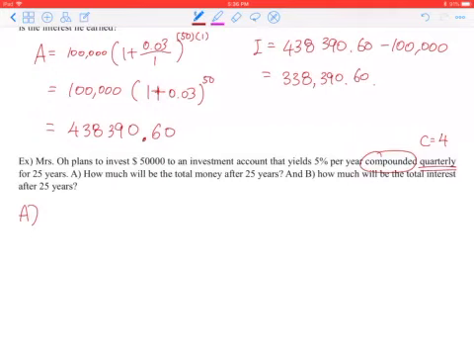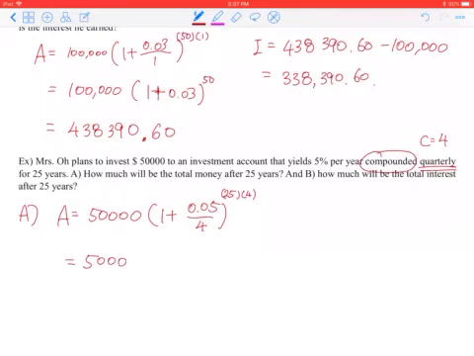Okay, so then your total amount is $50,000. Well, it's not yours, it's my wife's. And there will be 1 plus 0.05 divided by 4, since it is quarterly, and then 25 years, which is T, times C, which is 4. So this becomes $50,000 times (1 plus 0.05 divided by 4), which is 0.0125, to the power of 100.